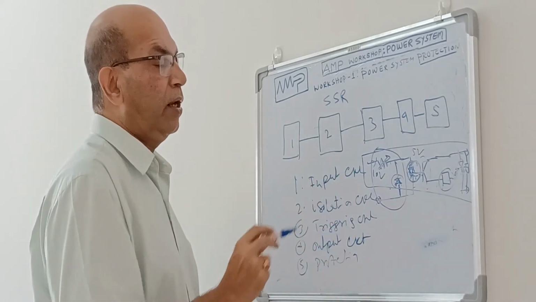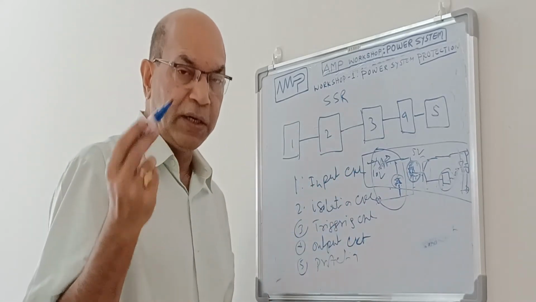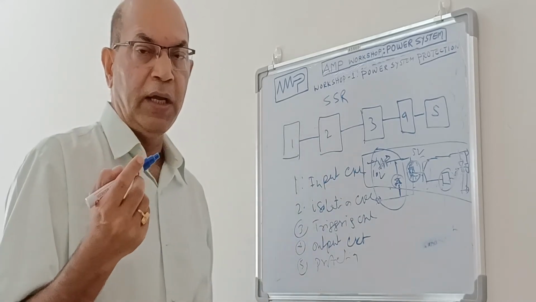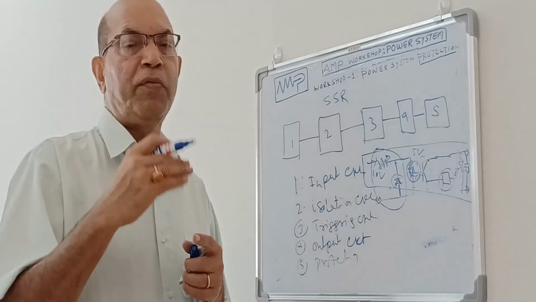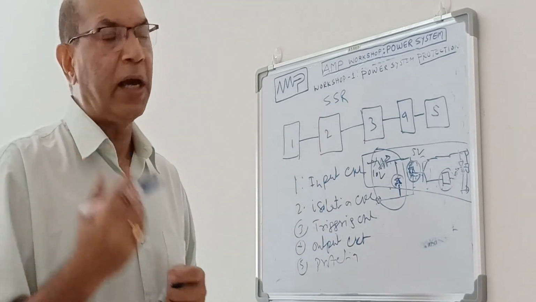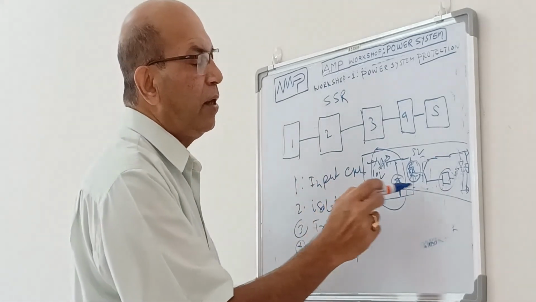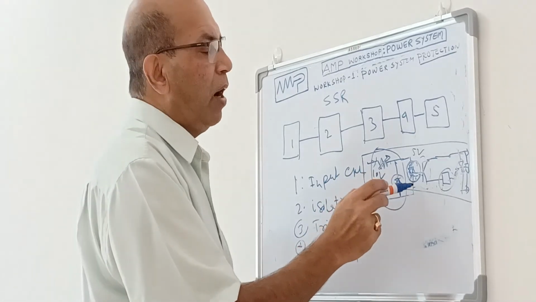Now, the isolation circuit, I have already said. In the case of relay, we have seen the electromagnetic relay. There is a galvanic isolation between the magnet and the disc, with no physical connection. So automatically galvanic isolation is there. Here we provide the isolation optically. How are we doing this?